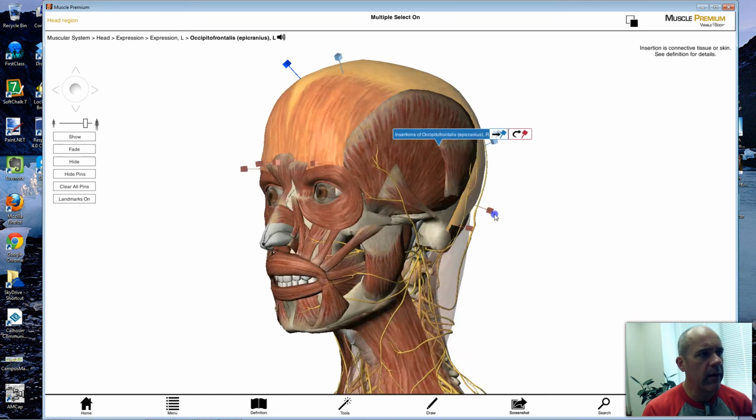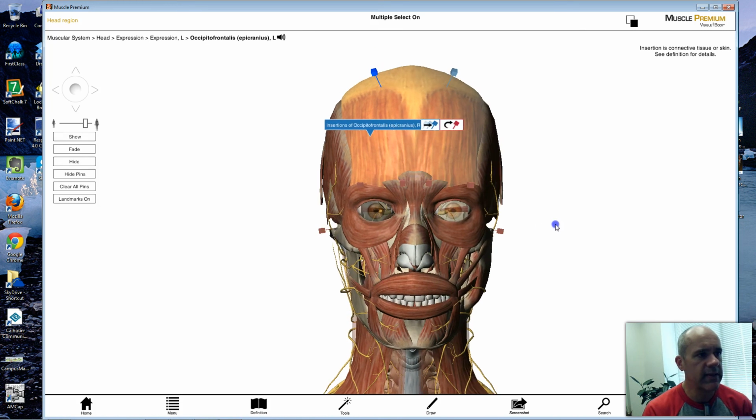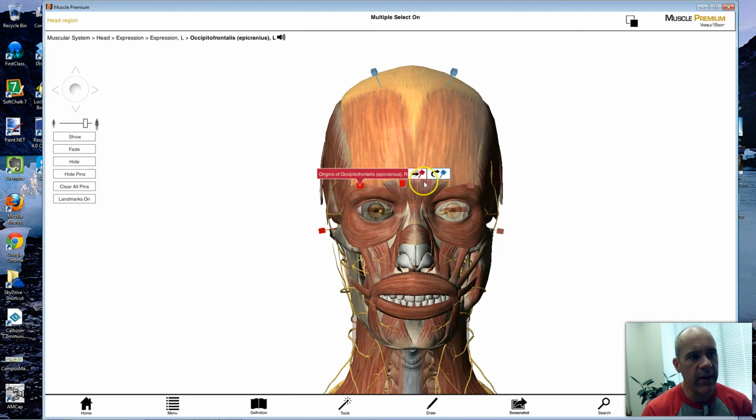All right, let me rotate back around here to this side. If I highlight those little red pins there and over there, now I know the Muscle Premium program is calling these the origins. They actually have this backwards for this particular muscle. Those are the insertion points for the frontalis portion of the muscle. They're in the soft tissues around the eyebrows and just above the nose.